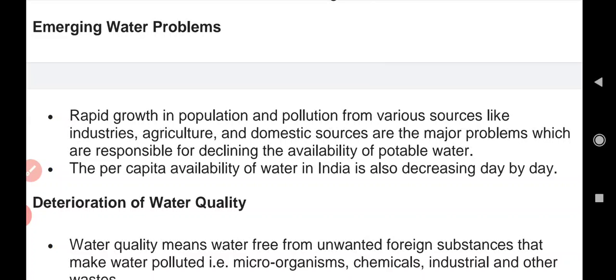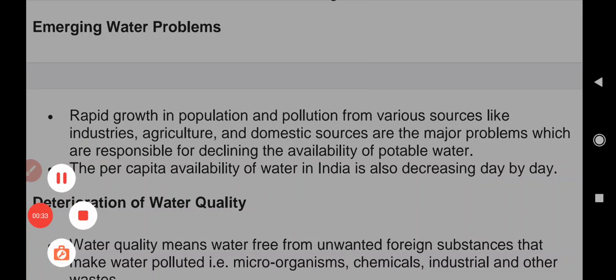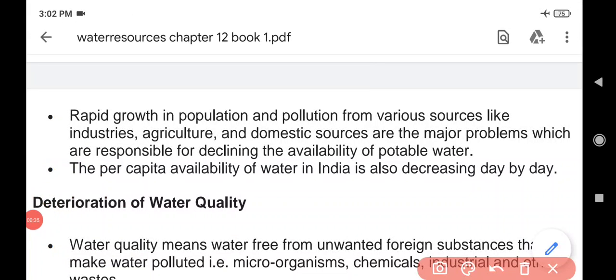First of all, what are the problems related to water in India? The problem related to water in India is availability of water. More than availability of water, the main problem is availability of clean and fresh water, or potable water. Potable water means the water which is useful for drinking and usable purposes.